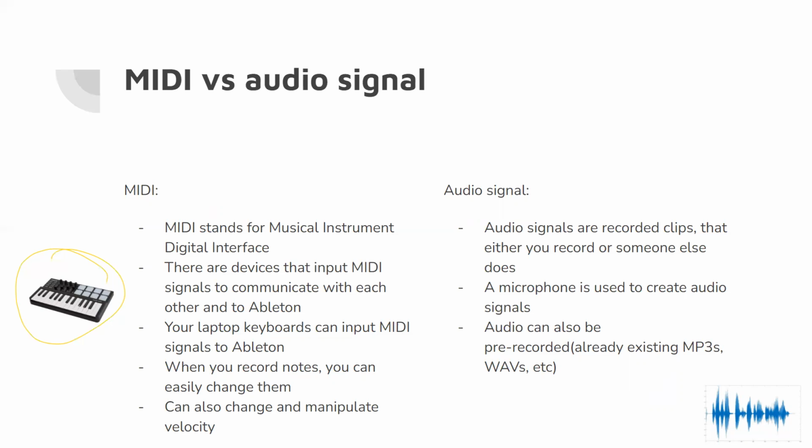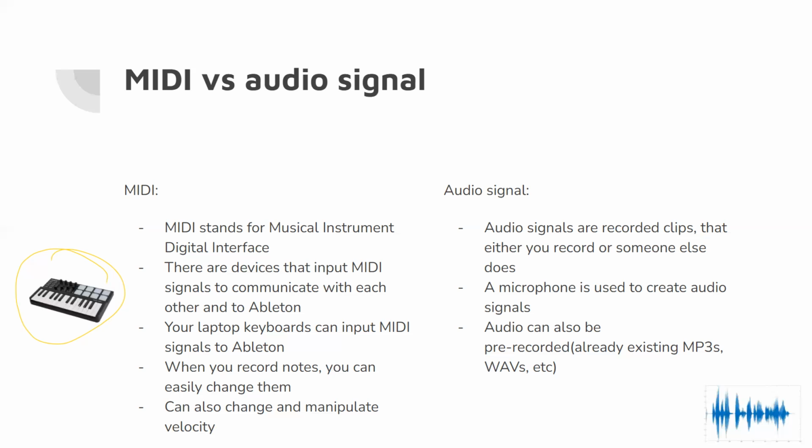Audio signals are recorded clips. Usually you are recording yourself through a microphone or someone else's. You can also record other things with a microphone, such as claps, walking, sticks, many different things, virtually anything. In addition, you can have pre-recorded audio signals, which could be already existing wave, MP3 files, etc. And you saw a bunch of pre-existing wave files in the project that I showed you. We will go back into that later.